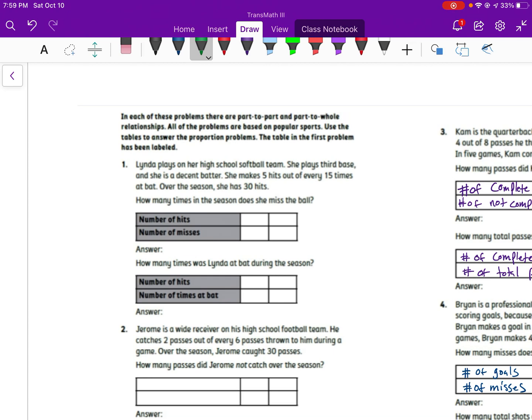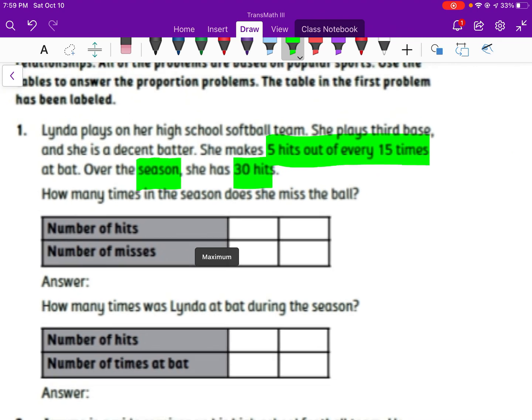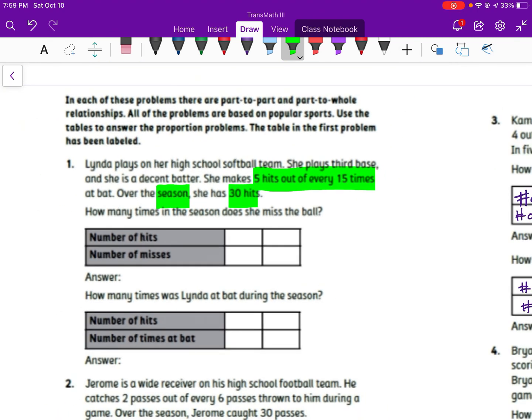She makes 5 hits out of every 15 times at bat. Over the season, she hits 30 hits. Okay, how many times in the season does she miss the ball? Okay, now when we look at this, I'm going to go and highlight the important information. 5 hits every 15 at bats, and she gets 30 hits over the season. Okay, so the information we're given, the more important one is that 30 hits, because I know that. Okay, so how many times in a season does she miss the ball?